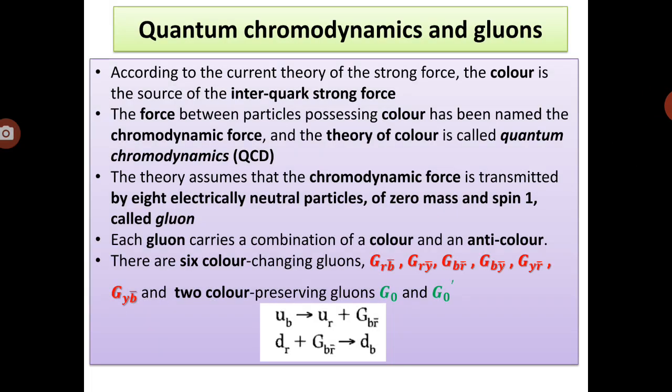According to the current theory of the strong force, the color is the source of the inter-quark strong force. So the force between particles possessing color has been named the chromodynamic force, and the theory of color is called quantum chromodynamics. You can say the force between the quarks in the hadron originates in the color. In other words, the color is the source of the inter-quark strong force, and this is mathematically analogous to the unitary spin charges.